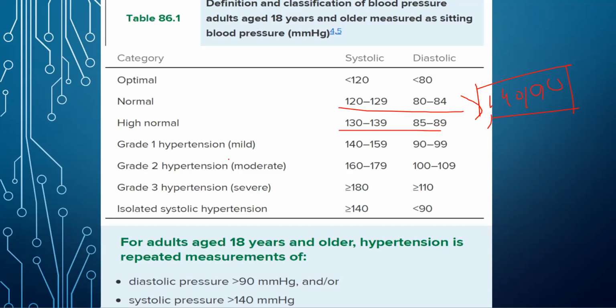There are grade 1, 2, 3: mild, moderate, and severe. Have a look at this so that you can remember which one is mild, moderate, and severe. Okay.